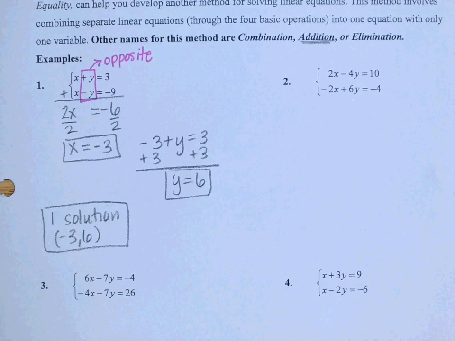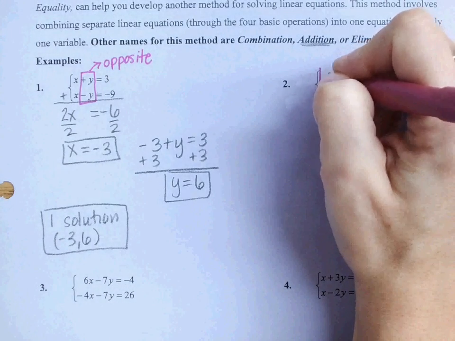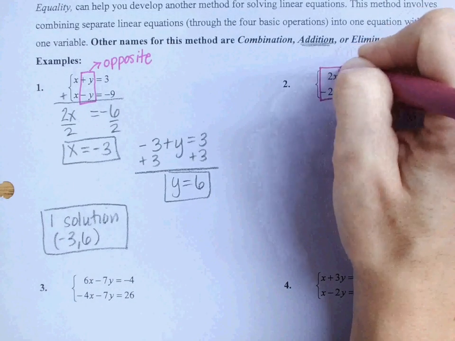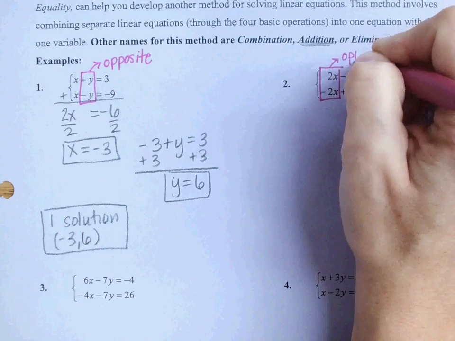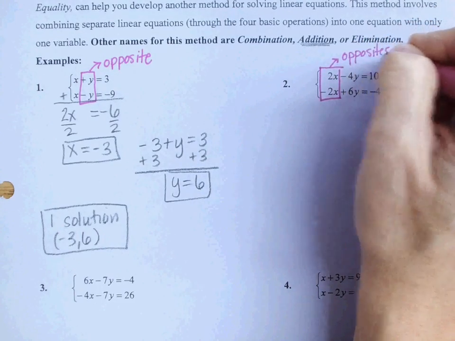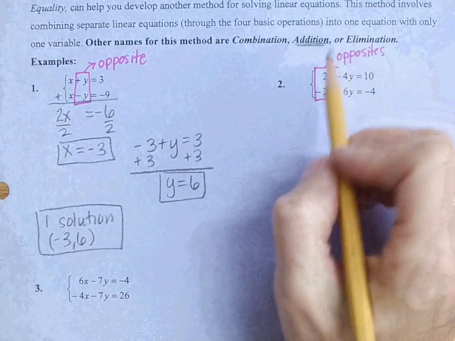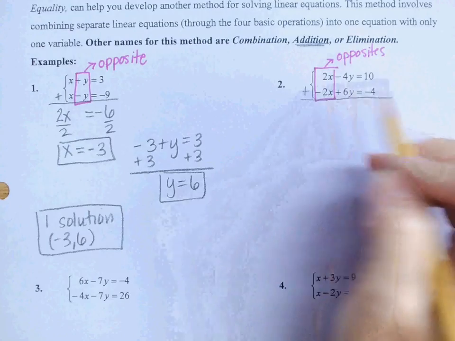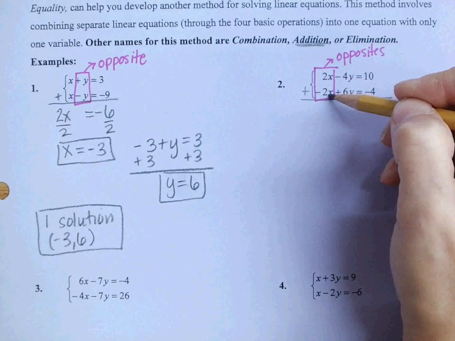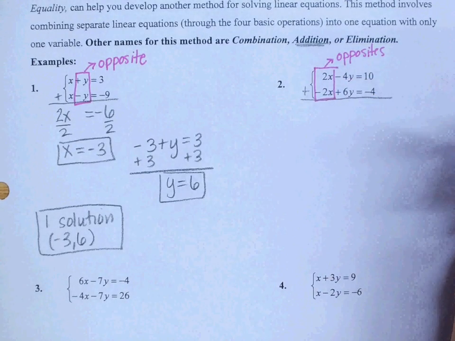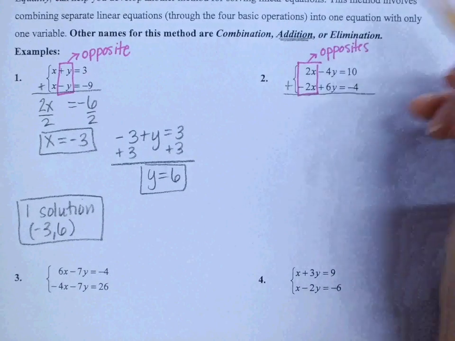Okay, let's try this again for number 2. When we are doing this, our goal is to look for opposites so we can eliminate one of our variables. I see that I have opposites right here. So these are my opposites: 2x and minus 2x, the same number with opposite signs. We're going to keep adding them together. When I add these two together, they are eliminated, they cancel out.